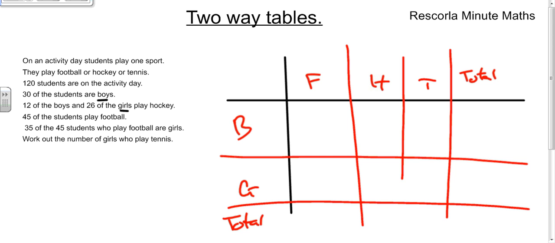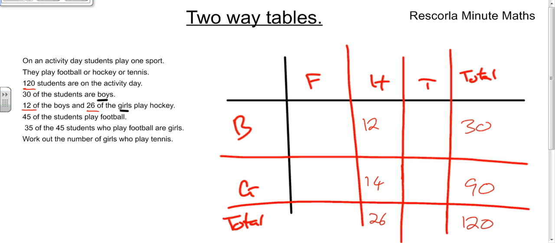And then what you do is you fill in the information that you've got until you get to the question that they're asking. So here we know that 120 students are on the activity day. So we know the overall total there is 120. Now you know that 30 of them are boys, so you write in the total boys, which is 30. So if you know that there's 30 boys, you can find out here there's going to be 90 girls, because that adds up to the total. You know that 12 of the 26 girls play hockey. So you know that hockey, the total is 26, and you know that 12 of them are boys. So equally you'll know that 14 are girls.